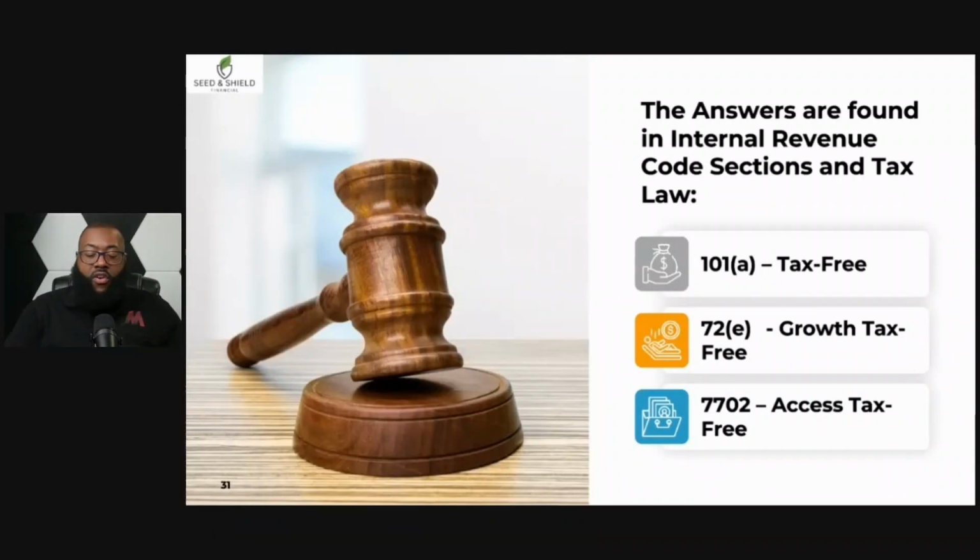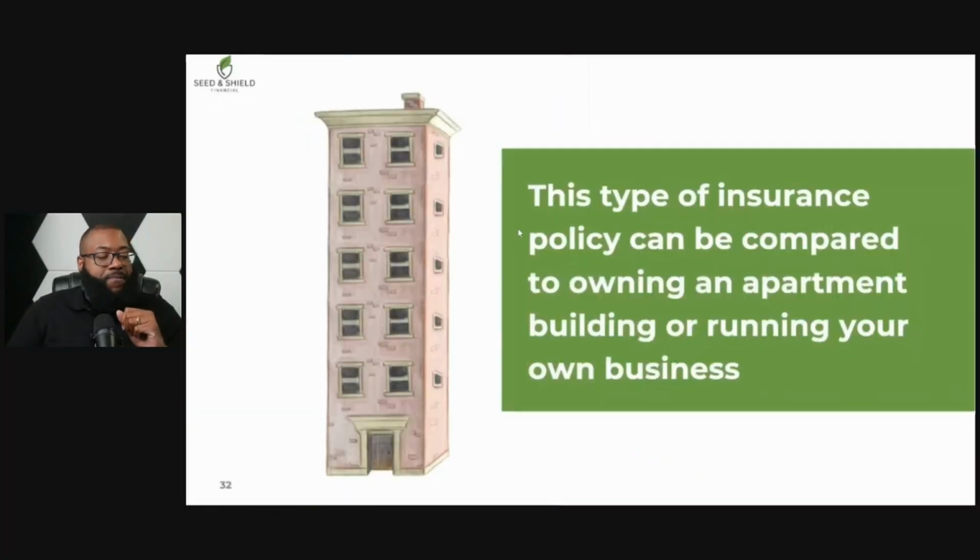Okay, so that's key. These are the provisions. These are not the Moses provisions. It's not the Seed and Shield financial provisions. This is IRS locked, stamped, sealed provisions that allow anyone to access their money that way.